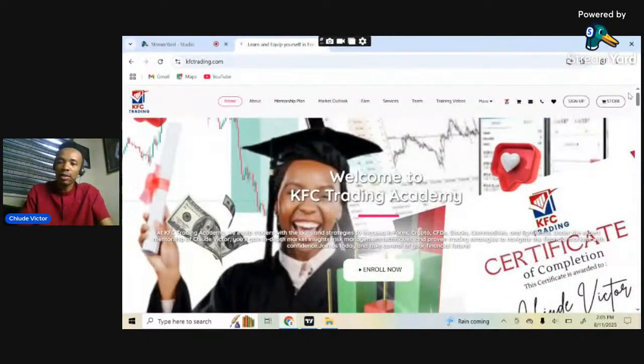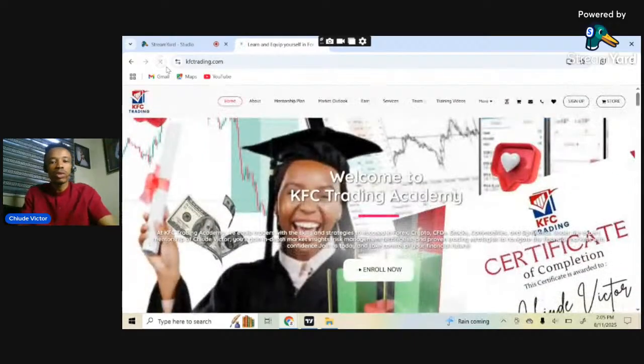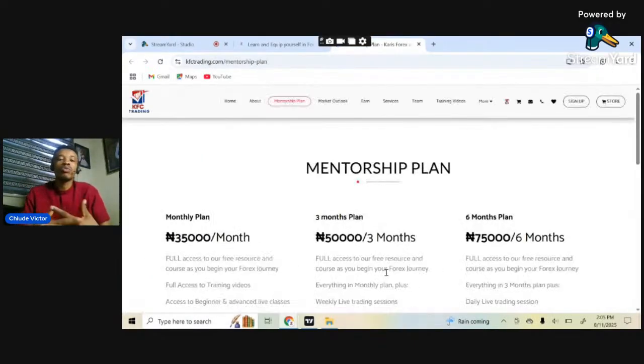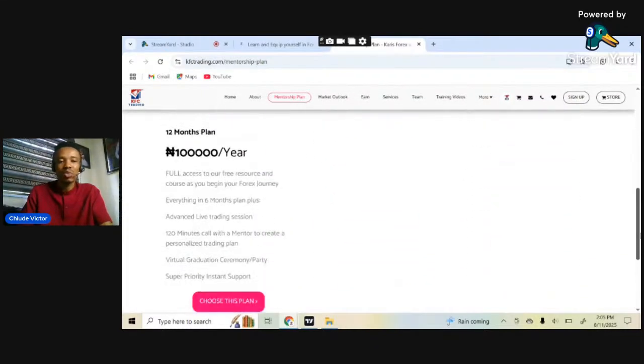So enroll now and join takes you to the same place. You click on enroll now. It helps you to be able to enroll into a membership plan. If you look closely, we have four categories of the membership plan. We have the 1 month plan, the 3 months, the 6 months, and the 12 months.